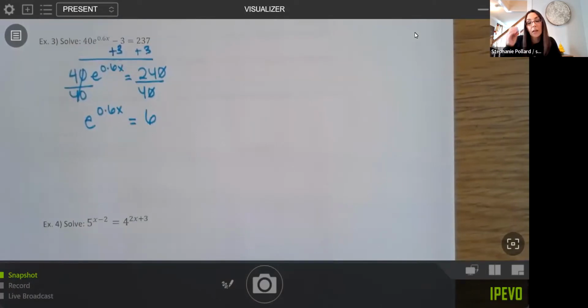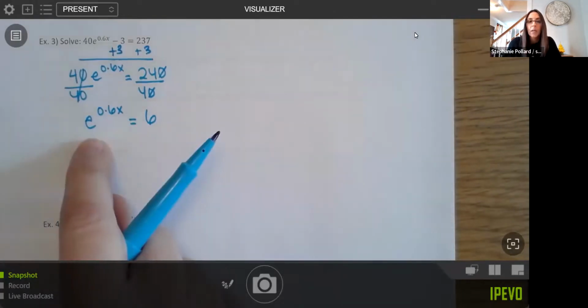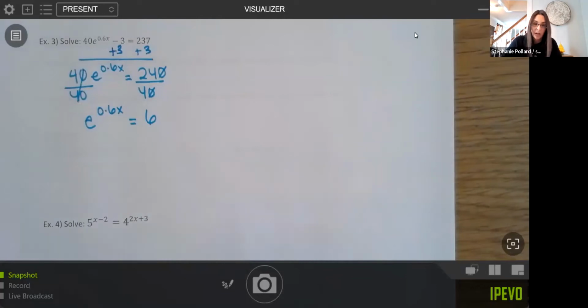So again, that's a nice little tip. If you see just one exponential piece there, and again, there's a lot of other stuff going on, clean it up first. Try to isolate that exponential part. Now we get down to this part here, and I'm looking at it, and I really don't know what to do next, right? I don't have the same base. There's no way I can get a 6 to be e. So I'm going to use that second strategy here.